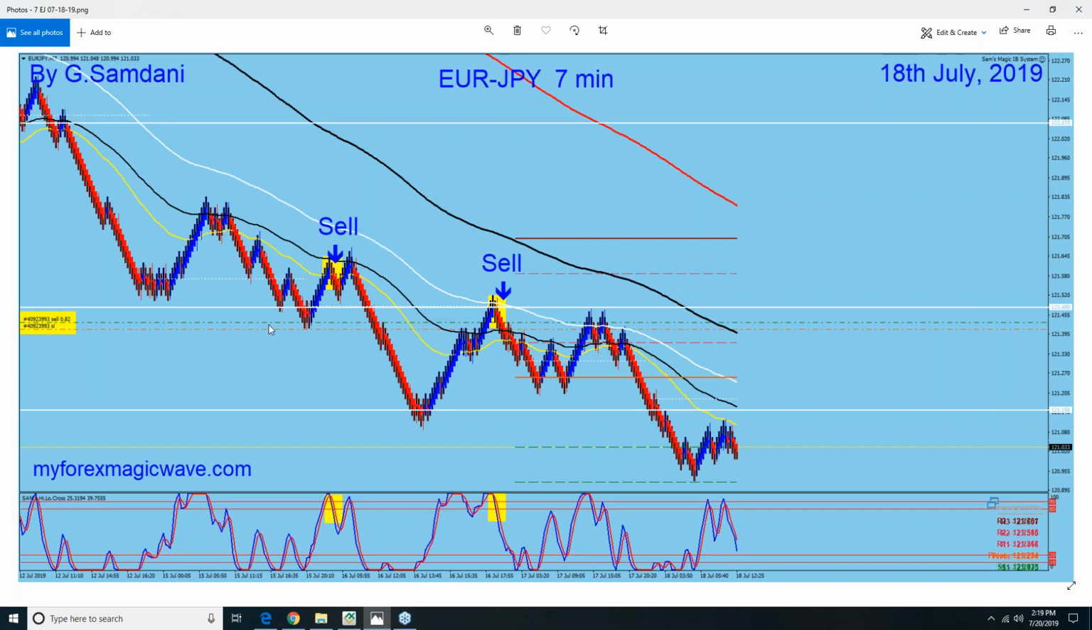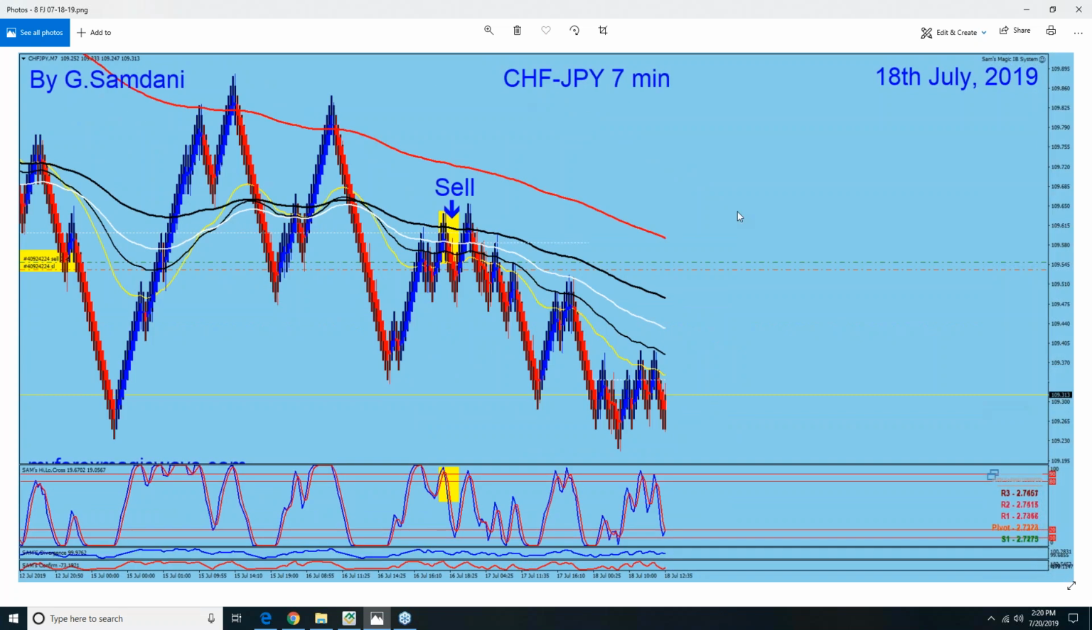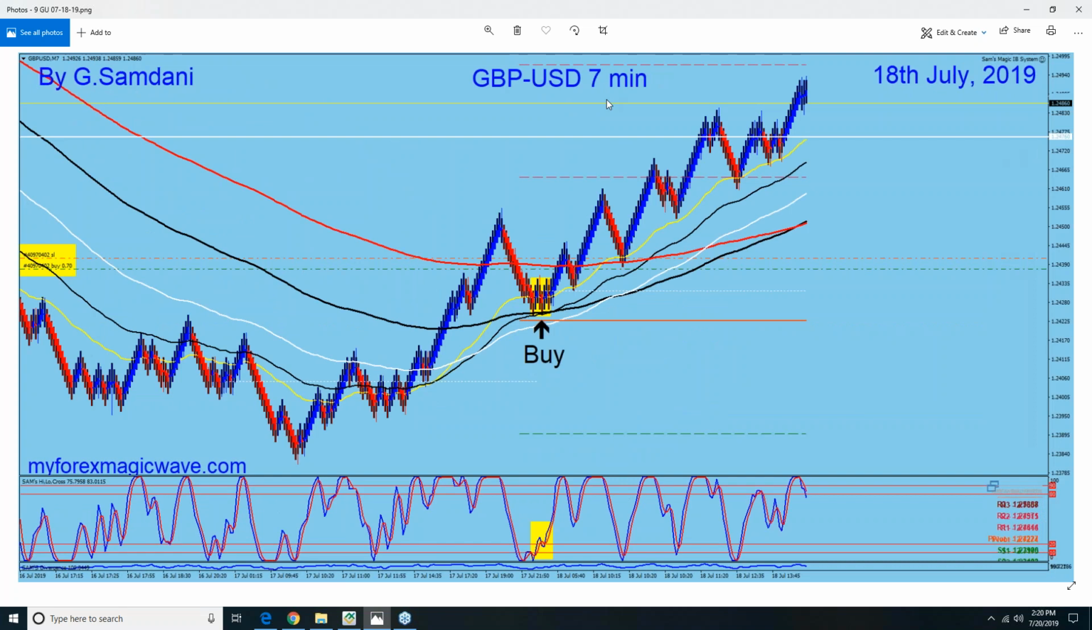It broke a level. First it stopped at the level, bounced, gave me the setup, broke the level, came down to the next level, went up to test the old level that it broke, and then found resistance, and then went down. This is how systematic this market moves. Franc yen short, and then pound USD. Now pound is getting a retracement, it is going to get a retracement next week.